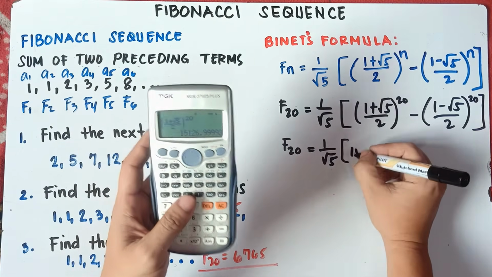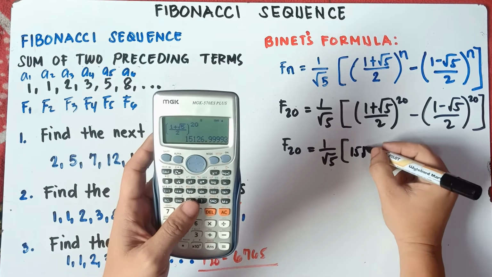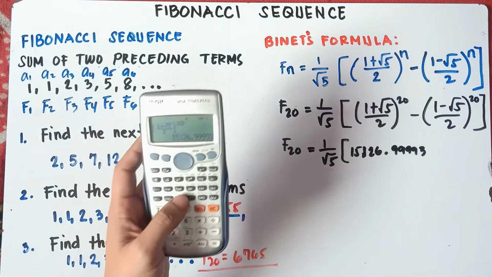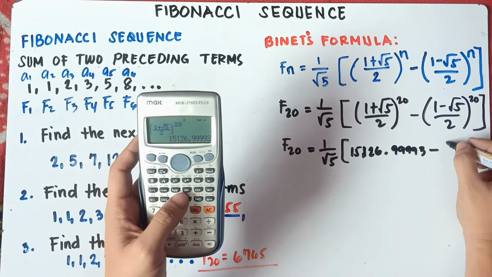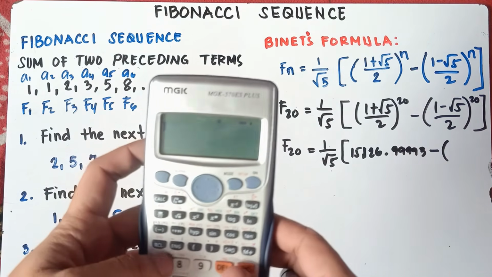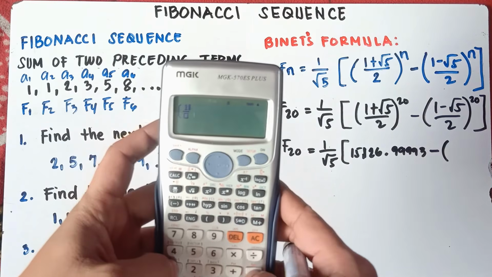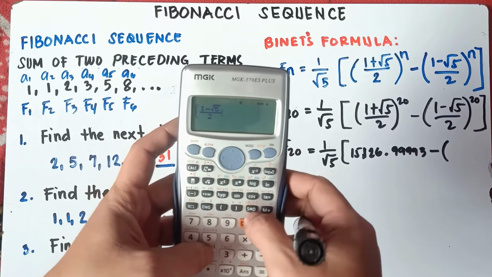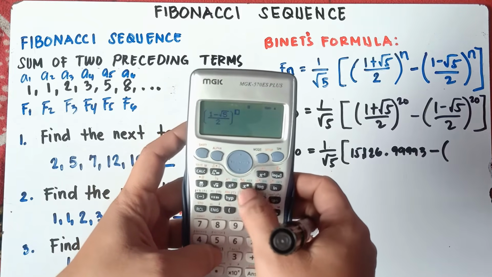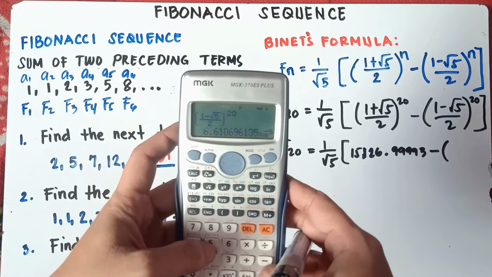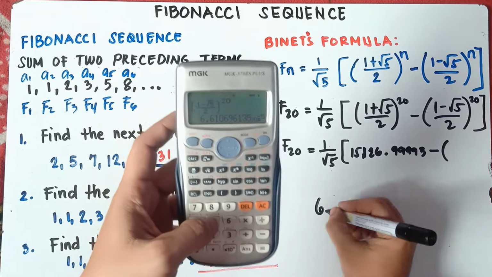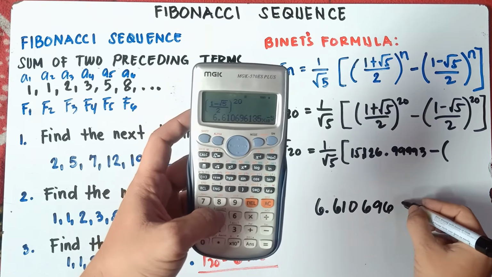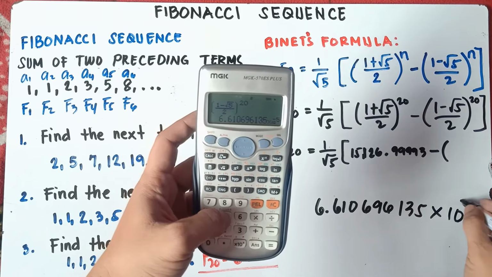So this will be 15,126.99993. Alright, so minus the answer for this one. Close parenthesis, fraction (1 minus square root of 5) over 2, then close parenthesis, raised to the power of 20. Alright, so we have, I hope you see this one class, 6.610696135 times 10 raised to the power of negative 5.